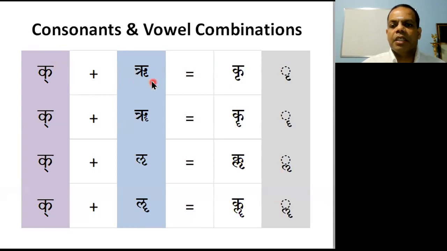Ik plus r is kr. So you can see this is the opposite side of u. U actually you draw like this. In this case, you draw the other way. Okay. Kr. Like Krishna, you will come across this often in all bhajans. Kr. This ik plus r, which is the longer version of the r, is kr.